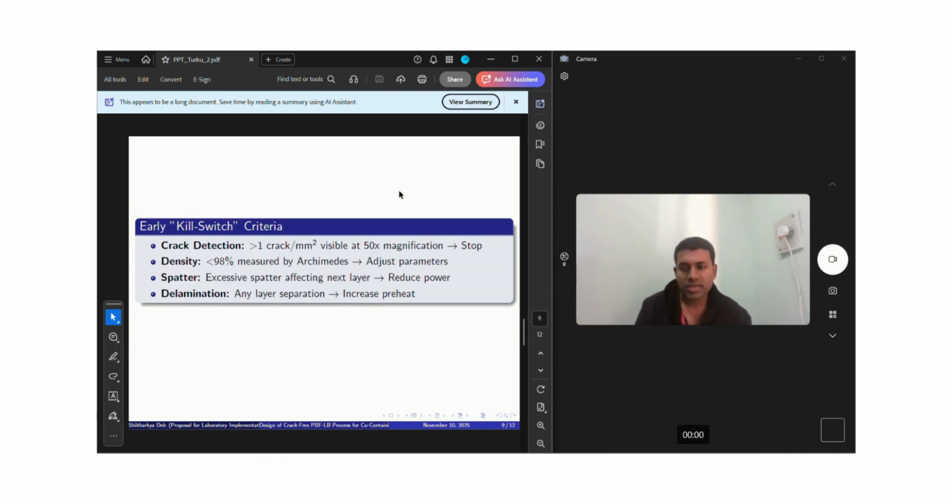The kill switch implementation includes crack detection for larger than one crack per square millimeter, visible at 50 times magnification. We need to stop if the density is less than 98%, measured by the Archimedes principle. For excessive spatter affecting the next layer, we should reduce the power. For delamination, meaning any layer separation, we need to increase the preheat.